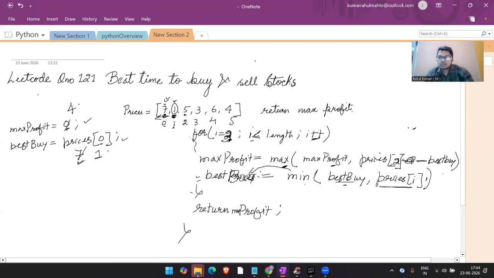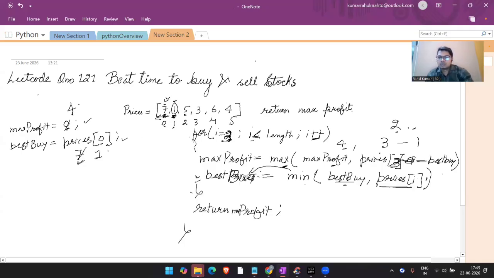Let's see. So here the max profit is how much at this moment? 4. And the prices of 2 minus best buy how much? What is the index value? We are having 3. At third index, what we are having? 3. So 3 minus best buy, what is 2? Which is the maximum? This time also 4 is the maximum profit. So no need to update here.